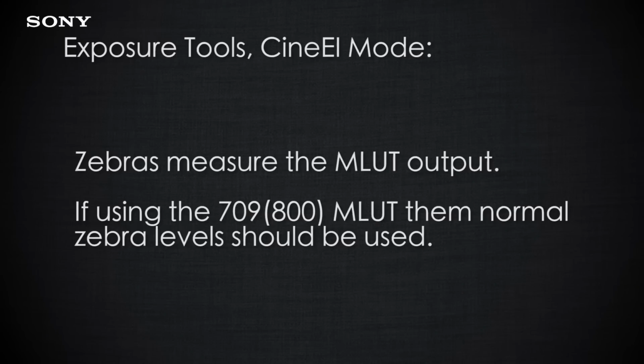In the Cine EI mode, one of the nice things about the Zebras is that they measure the LUT output. So if you're using the 709-800 to set your exposure in Cine EI, you can use your Zebras in exactly the same way as you would in custom mode.